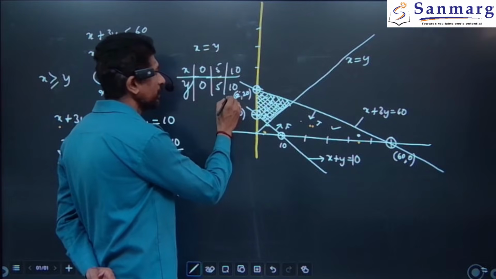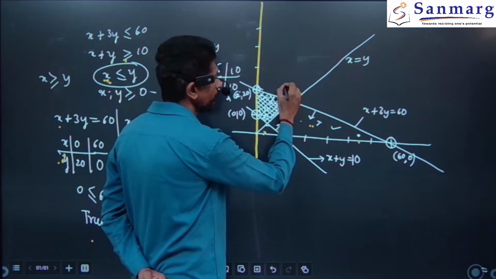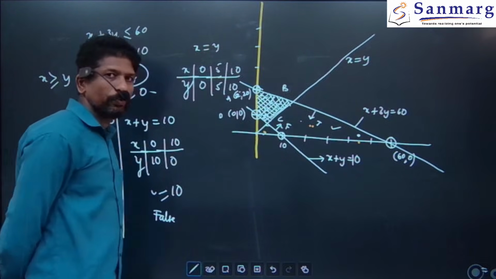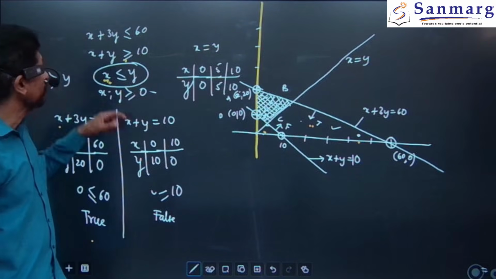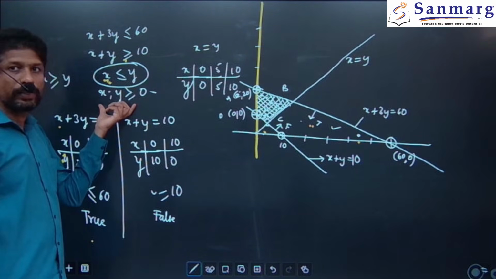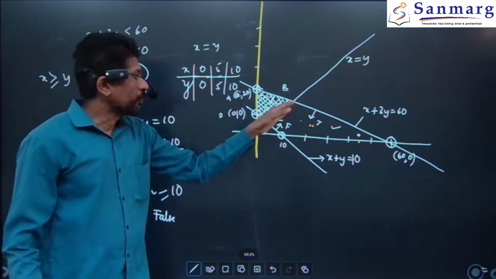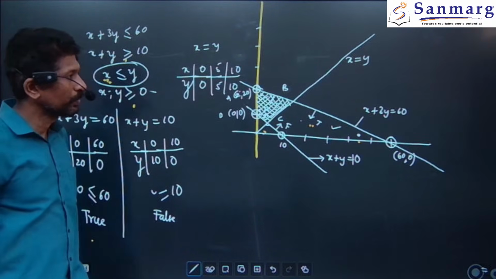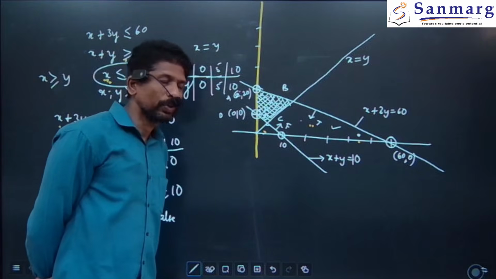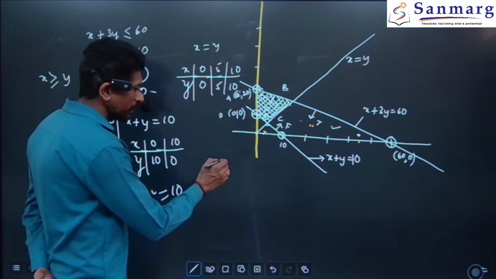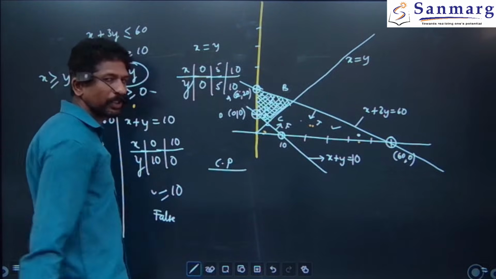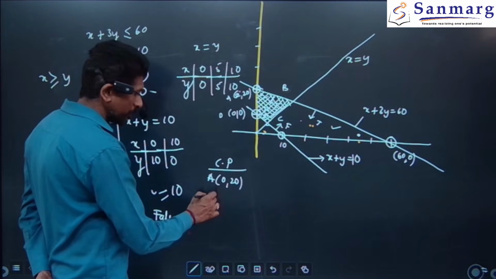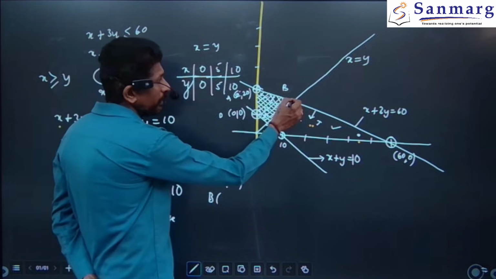The two points are already there: A, this point is B, this point is C, and this one is D. When they give three equations, plus the one already constrained, that is the first quadrant, automatically the four points A, B, C, D come. By considering these four points, you have to substitute in the objective function. So the corner points are: A is 0, 20, and B, you have to find the B part now.